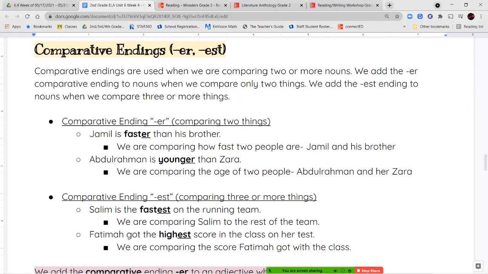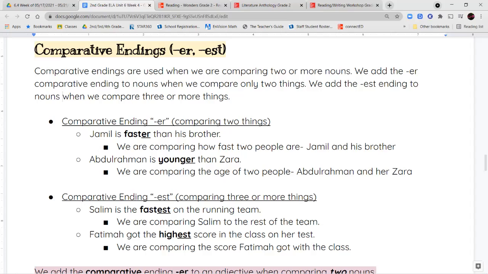So for two nouns, I can say fast becomes faster. So Jamil is faster than his brother. We're comparing how fast these two people are. I can say Abdurrahman is younger than Zara. So we're comparing the age of two people.